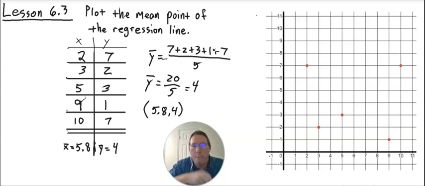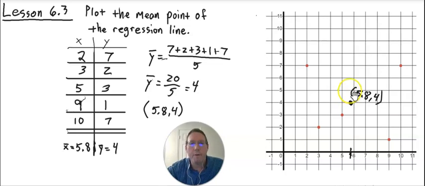And now we're going to plot that point. 5.8, here's 5, here's 6. 5.8 is very close to 6, but it's still less than 6. Let's say it's right about there. There's about our 5.8. Then we're going to go up to 4. From here, 1, 2, 3, 4. And so that's our point right about here. We'll put a dot, and then we're going to label it 5.8, comma 4. That is our mean point.